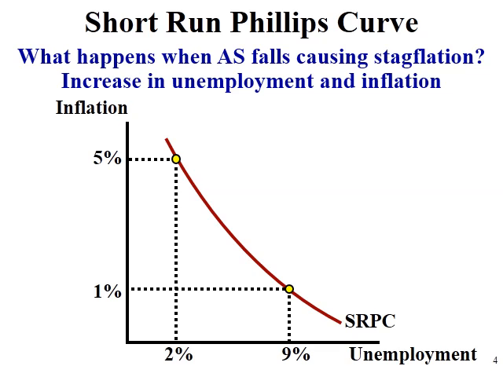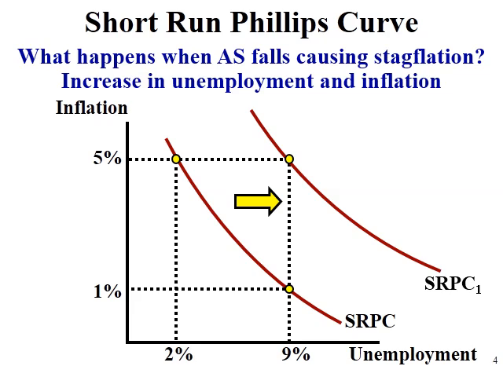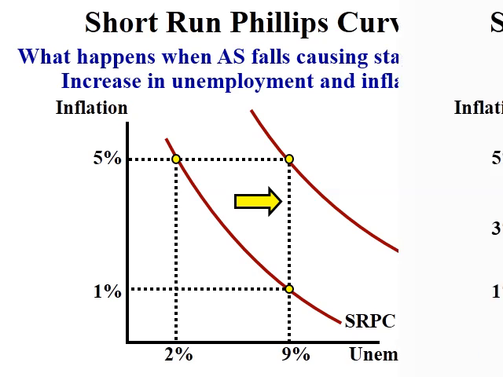So the way that we would achieve that is by shifting our curve. Again, notice how it would be impossible to show high unemployment and high inflation without shifting our curve. So in this case, when aggregate supply falls, or when it would shift to the left, our short run Phillips curve would shift to the right.